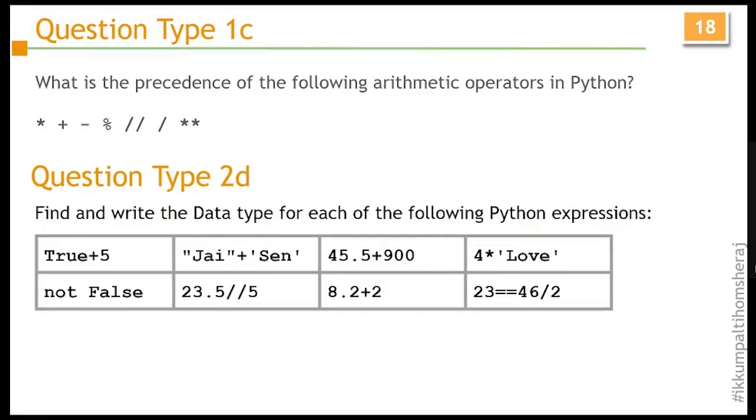The second one is "J" and 'sen'. However, one is written with double quotes, the second with single quotes. The final result will remain a string. That will be "Jsen", and the data type of that will be string.